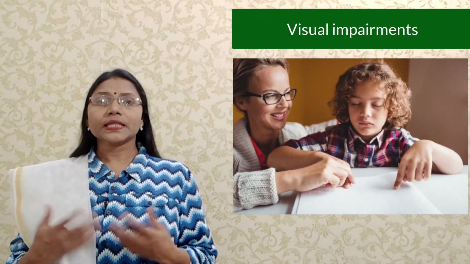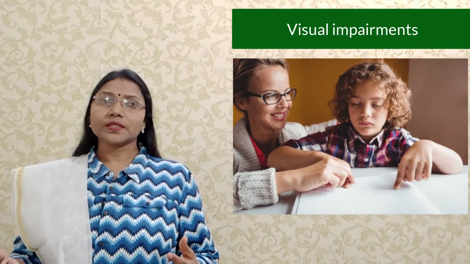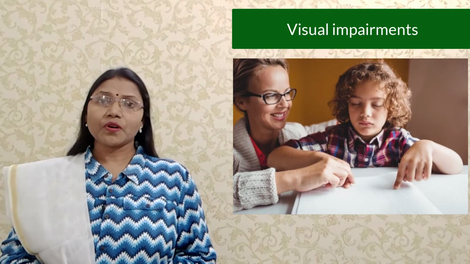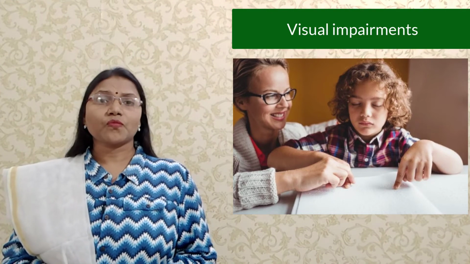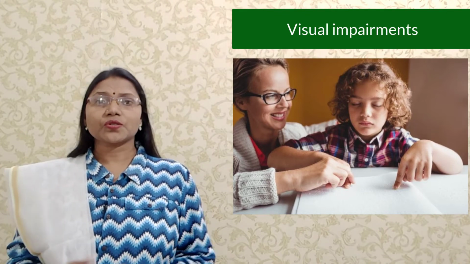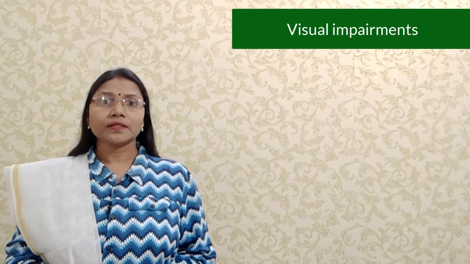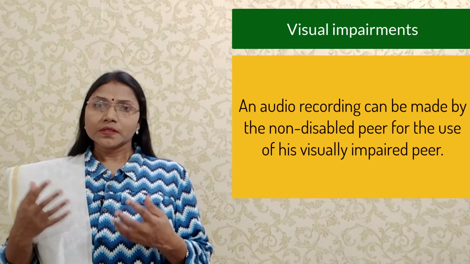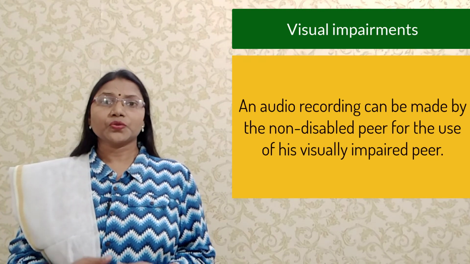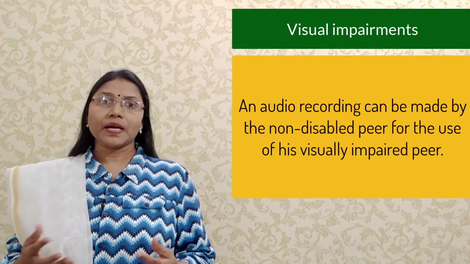Furthermore, suitable intervention can also be provided to a child suffering from visual impairments by his peer for picking up what is written, sketched, or demonstrated by the teacher in the class. An audio recording can be made by the non-disabled peer for the use of his visually impaired peer. So in this way, we have seen the concept of peer-mediated instruction and intervention. Thank you for watching.